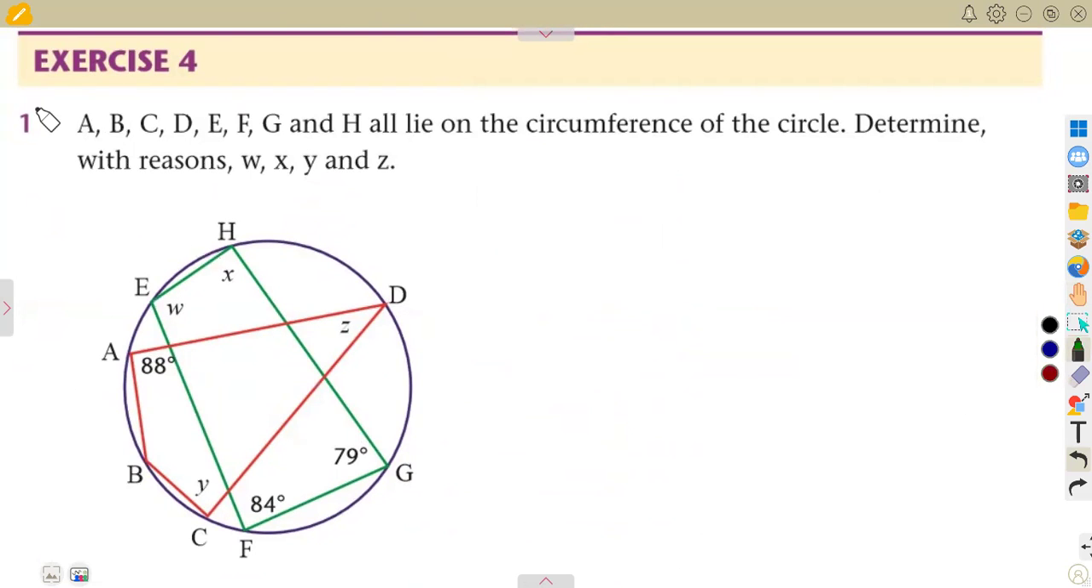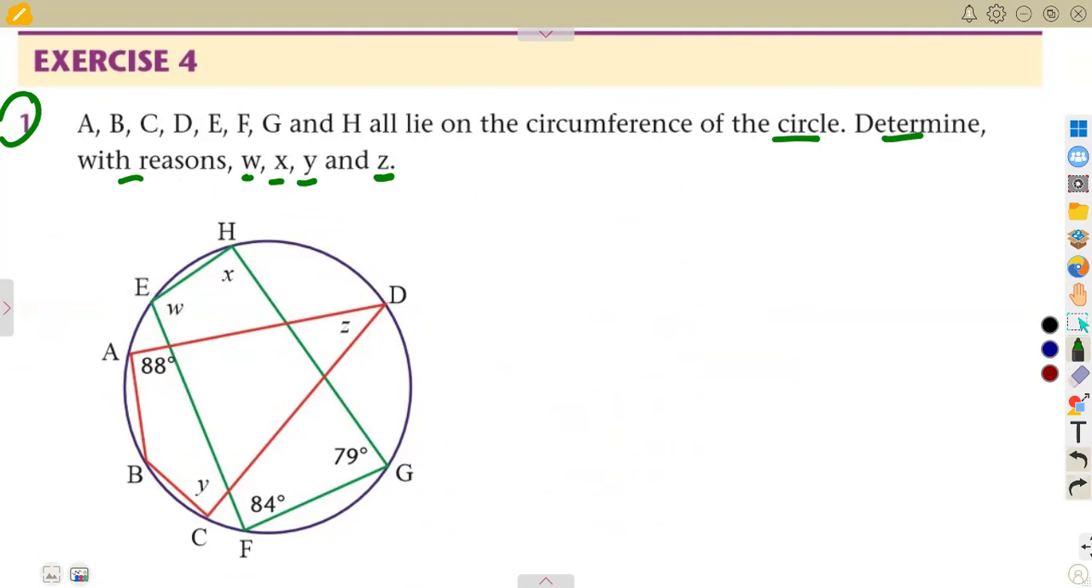There we are given on number 1, A, B, C, D, E, F, G, and H all lie on the circumference of a circle. So these points that we see are found on the circumference of a circle. Determine with reasons W, X, Y, and Z. So these are the angles W, X, Y, and Z. These are the angles to be calculated. All right, so the question is how?